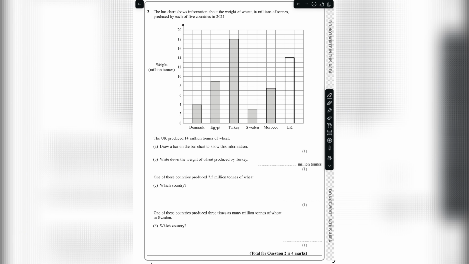In the second part of this question, we are asked to write down the weight of wheat produced by Turkey. So just looking at our bar chart, we can clearly see that Turkey produces 18 million tons of wheat. In the next part of this question, we are told that one of these countries produced 7.5 million tons of wheat. Which country? So 7.5 is halfway between 7 and 8, so that's somewhere here. And we can clearly see that the country that produces that amount of wheat is Morocco.